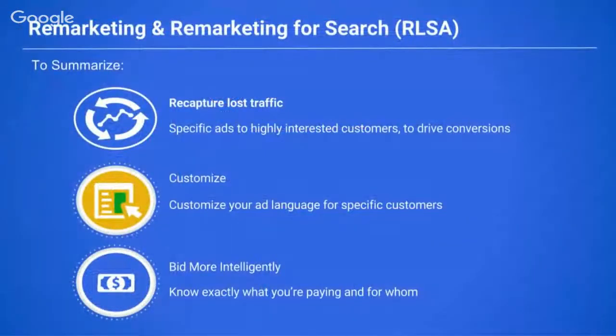All right. Great. So just in summary, remarketing and RLSA, two of the most powerful tools I think we have in AdWords. It allows you to recapture lost traffic. It allows you to give specific ads to these highly interested customers to drive conversions from this pre-qualified audience. You can customize all of your ad language for these specific customers, and you can bid more intelligently, so you know exactly what you're paying for and for whom.